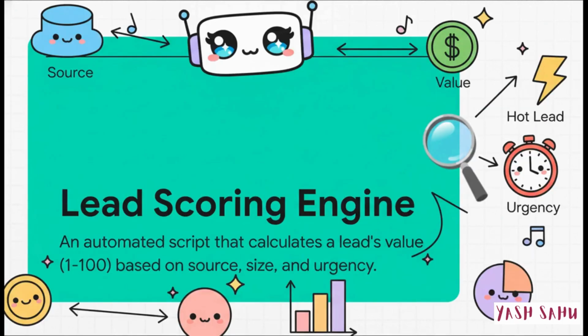So you might be wondering, how does the system know which leads to prioritize? Well, this is the secret sauce right here, the lead scoring engine. It's really just a simple function written in Google Apps Script that runs every single time a new lead comes in. It looks at things like lead source, company size, and applies a few if-then rules to instantly spit out a value score, flagging the really hot ones for immediate action.